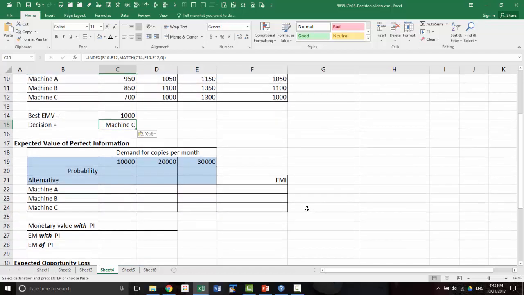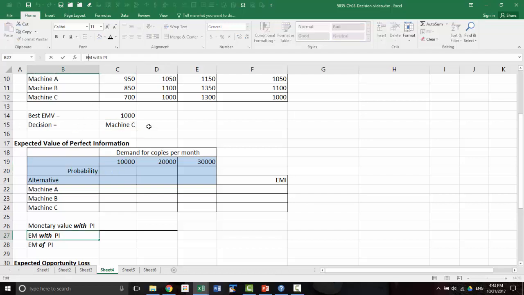Now the expected value of perfect information. Sometimes this is also called EV with PI, and EV, expected value or expected monetary value. So EMV, some people use EV, some people use EM. All right, so that should be EMV. The expected value of perfect information.